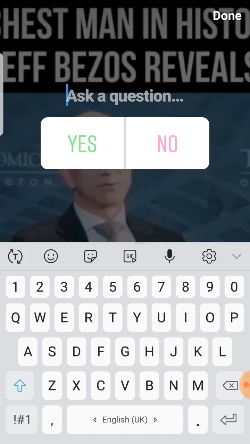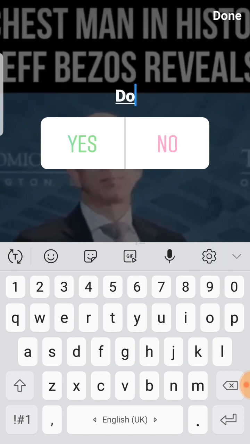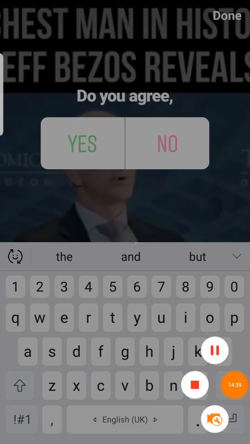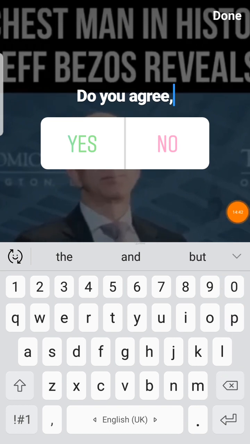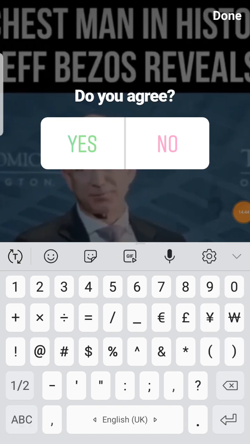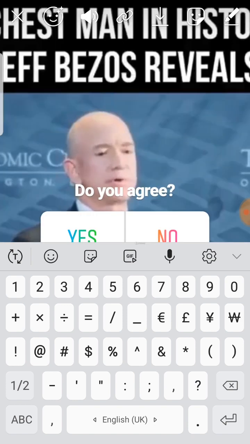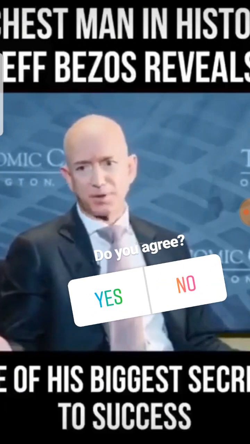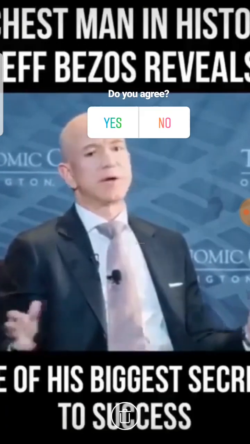So let's just say this person here, I think is Jeff Bezos, the owner of Amazon.com, is speaking in the background, and he is speaking about something. So I could actually put up, do you like it, but let's just put, do you agree? And I can make it smaller or whatever. I can put it somewhere. Let's just say we put it here. Do you agree?